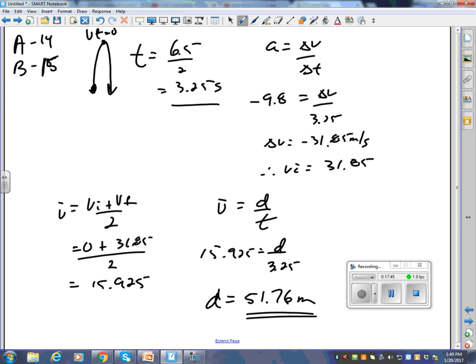That's a pretty big tree. That's half a football field. He's got a heck of an arm. Some of you came up with a tree that was 100 meters tall. The guy's got like a rocket launcher for an arm.